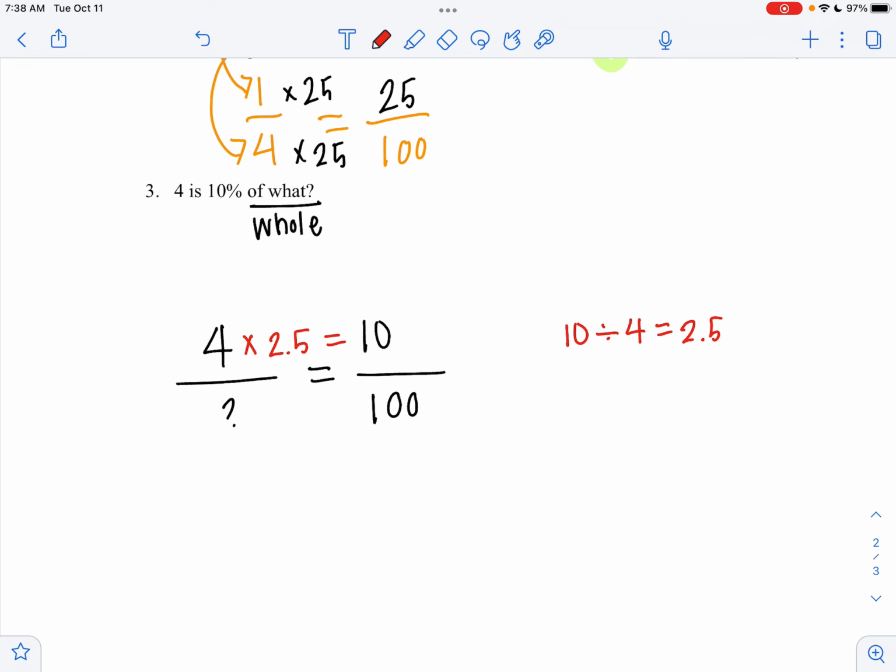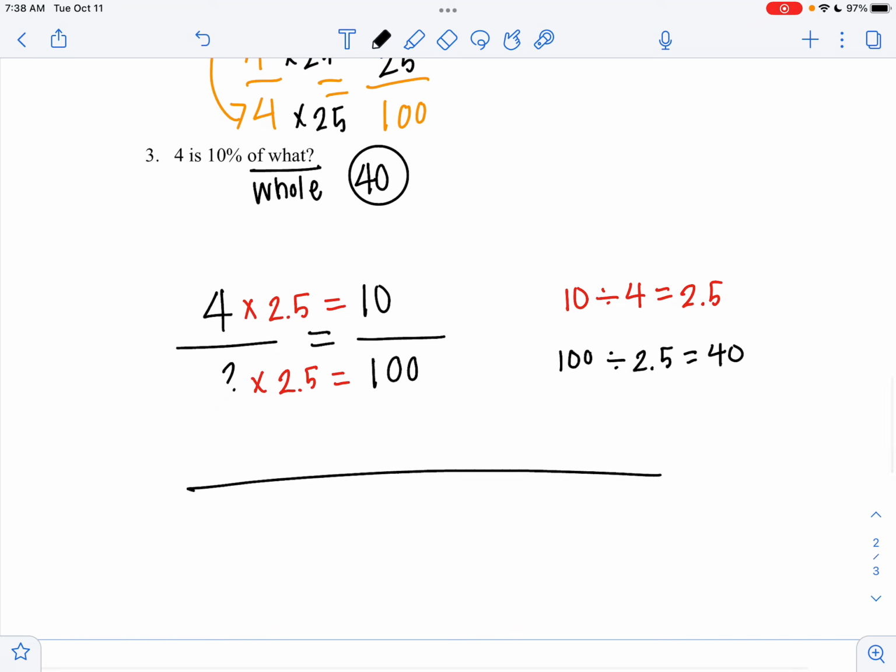I can multiply 4 by 2.5 to get 10, and something times 2.5 will give me 100. I can use division again to find this missing number here. 100 divided by 2.5 is equal to 40. And that's my missing number.